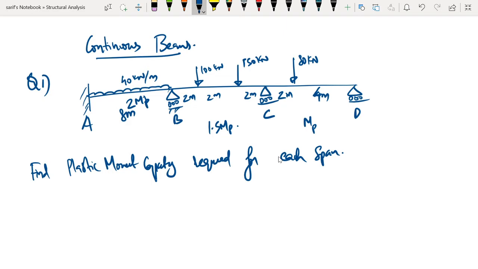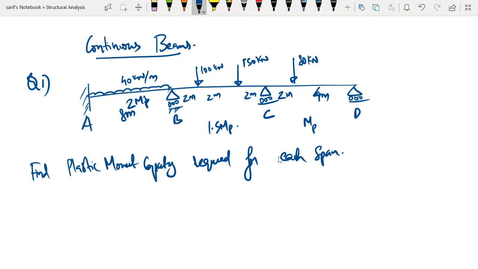Now the first thing we have to understand is that whenever we are considering the collapse of the continuous beam, the collapse is going to occur as a single span. Okay, so at a time any one of the spans will only be failing, so we are only going to consider separate beam mechanisms. So we will be considering a beam mechanism for AB, a mechanism for BC, and similarly a mechanism for CD. So that will be the way in which the continuous beam failure will be assessed.